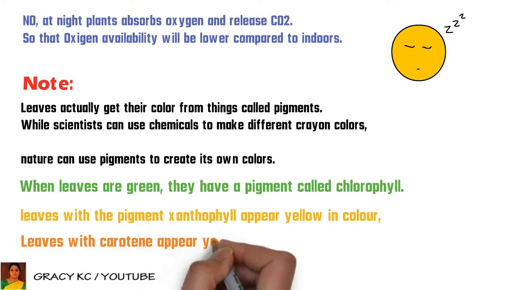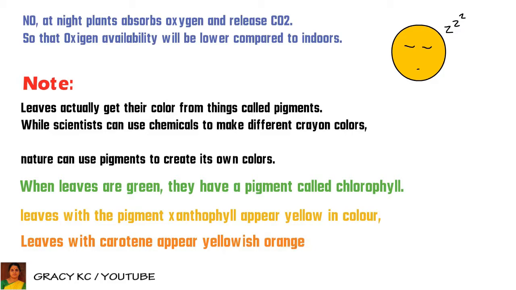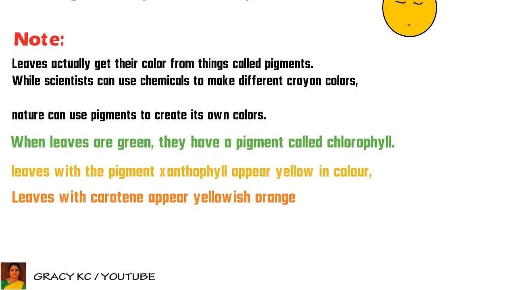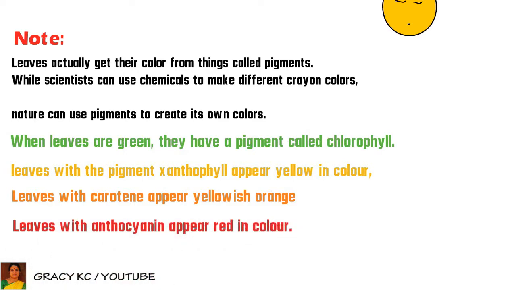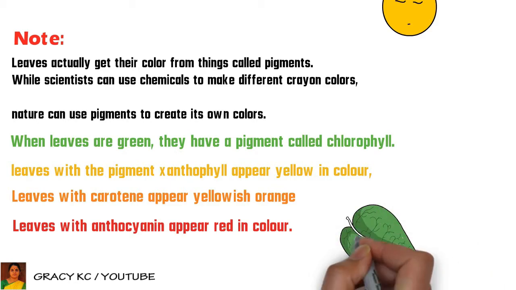Leaves with carotenoids or carotene appear in yellowish orange color. And leaves with anthocyanin pigment appear red in color. So these are the pigments. Chlorophyll gives green color, xanthophyll gives yellow color, carotene gives yellowish orange color, and anthocyanin gives red color to leaves.